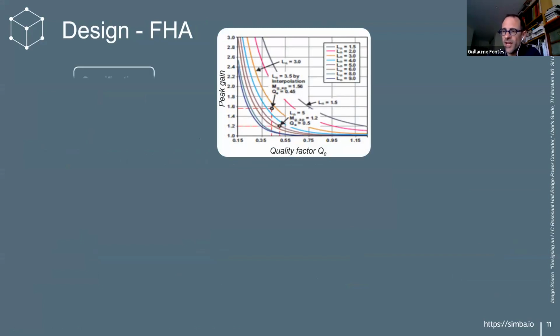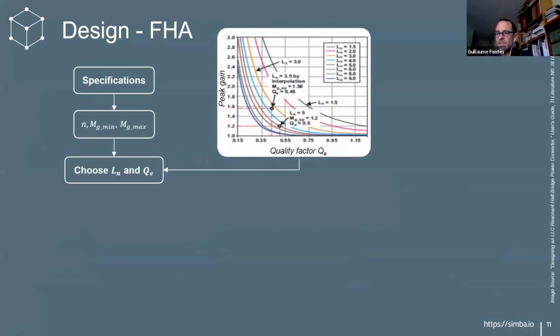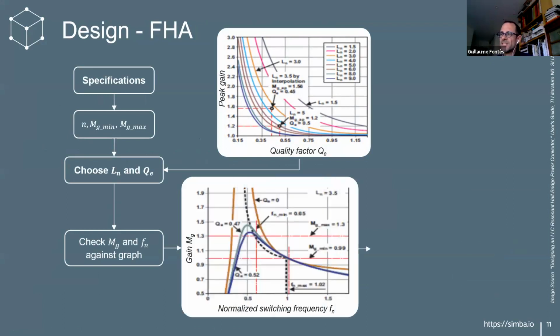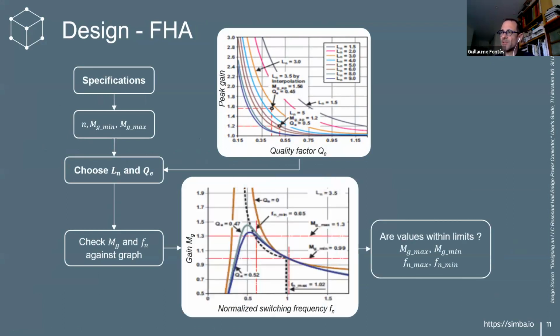From these curves and from the minimum and maximum gain, which can be computed from the converter specification, the first set of values of the inductance ratio and the quality factor can be chosen. And then, according to these values, the gain and the frequency have to be considered and checked to see if they are within the limits.